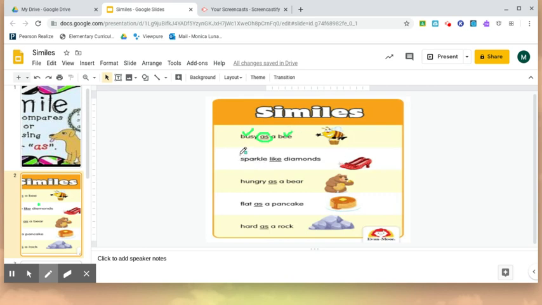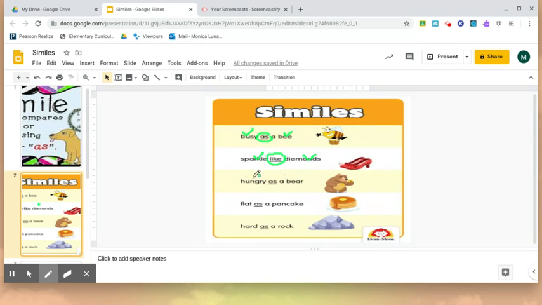Let's look at the second line, and it says sparkle like diamonds. So they're saying that these shoes, they sparkle like diamonds. So they're comparing these shoes to diamonds. And the word they used was like. Remember, you have to use like or as in order for it to be a simile and compare two things.